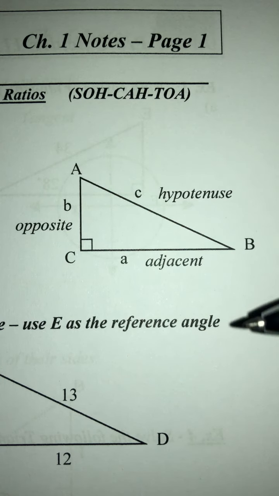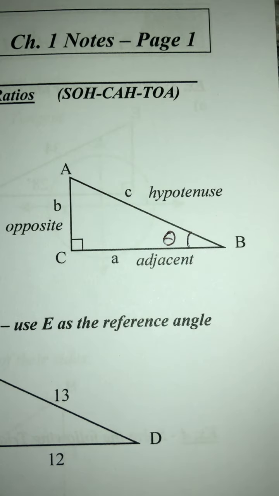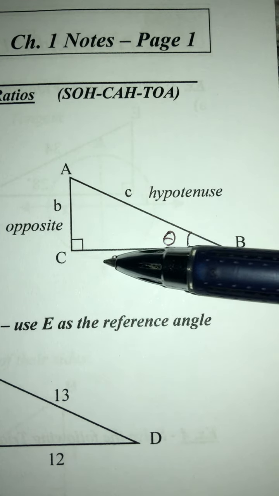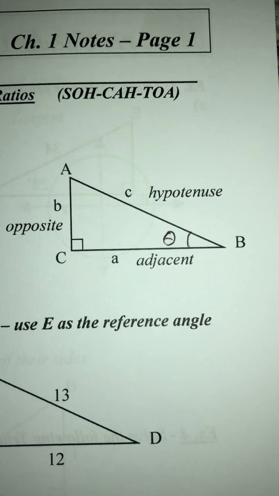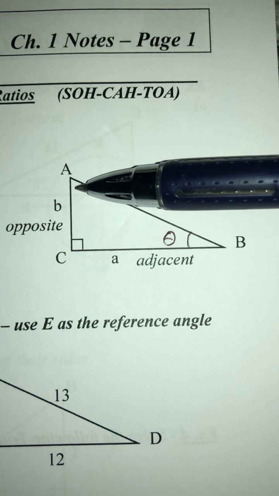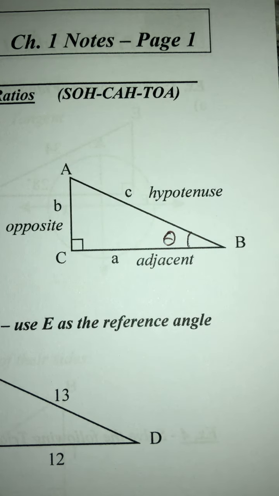So in this case, looking at this, if this is my angle that I'm looking at, this side is adjacent, this side's opposite. Hypotenuse is always the long side. If I were to look at this angle up here, this would be adjacent and this would be opposite. It just switches.